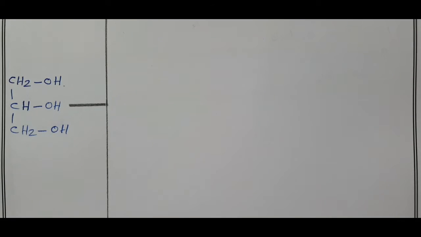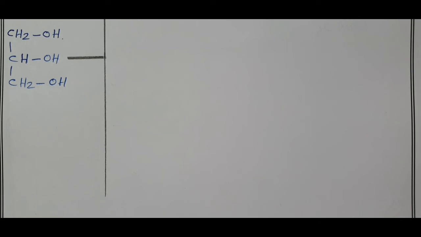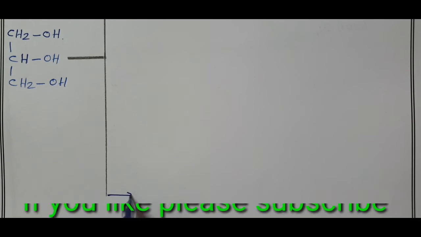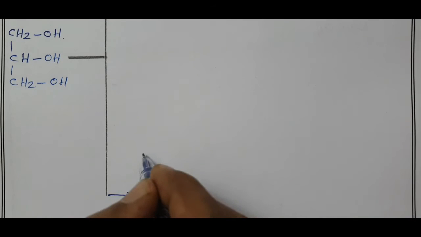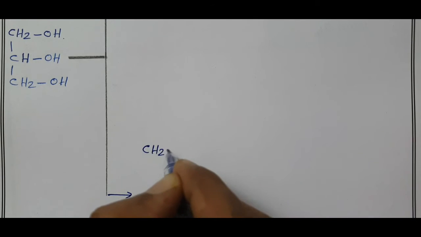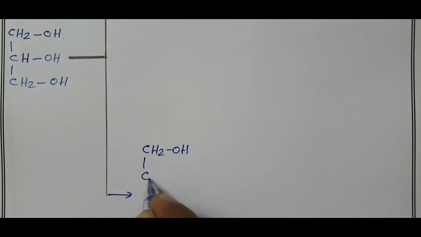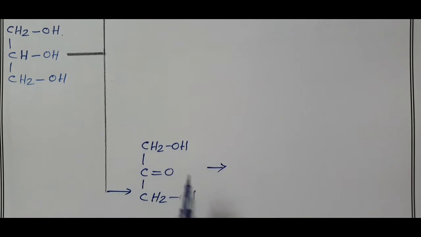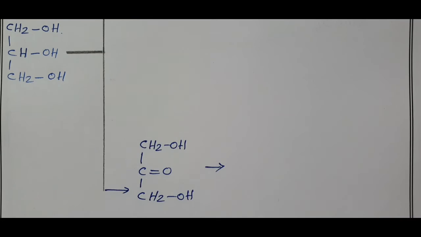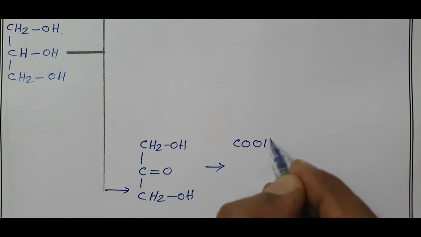In the center carbon we have a secondary alcoholic group. The secondary alcoholic group on oxidation, only this secondary alcohol, CHOH, on oxidation gives C double bond O, a ketonic functional group. Now, there is one more possibility of oxidation. We know there is no way we have to oxidize the primary alcohol. Again, primary alcohol on oxidation gives aldehyde, which on further oxidation gives carboxylic acid.